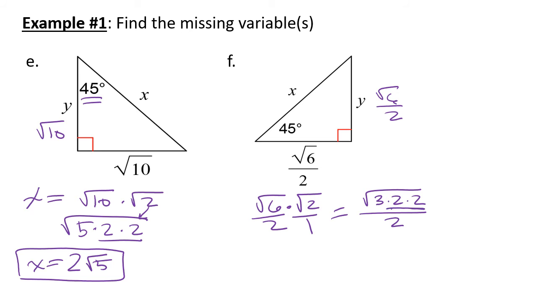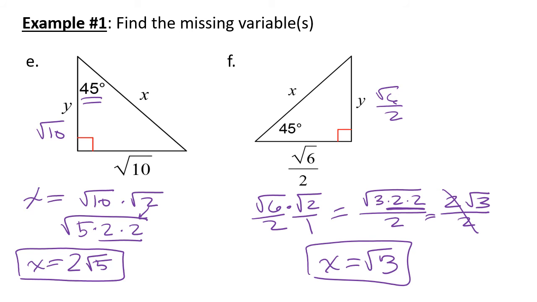So 2 times 2 is 4. The square root of 4 is 2. I can't do anything with the radical 3. So bring the 2 over from my denominator. These 2's cancel, so the length of side x is simply square root of 3.